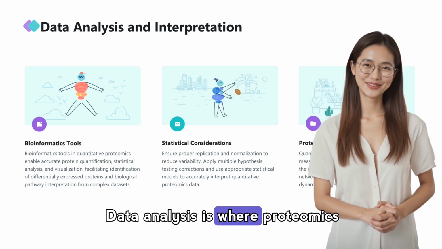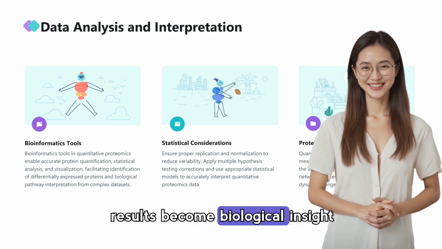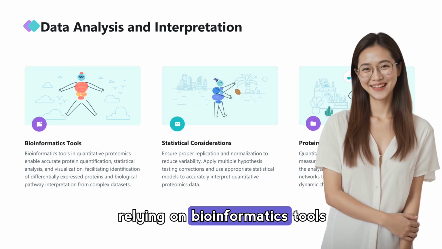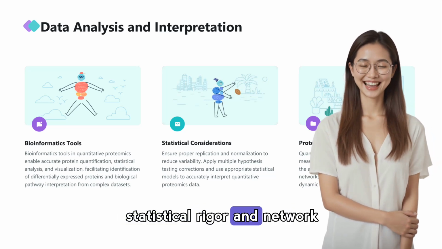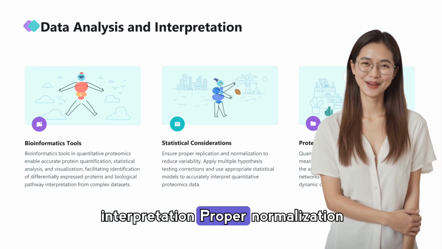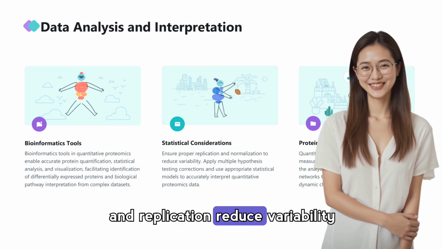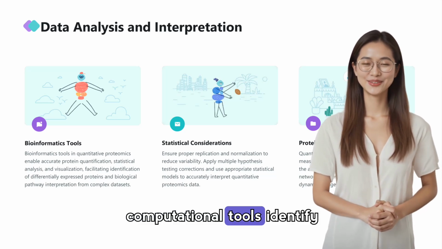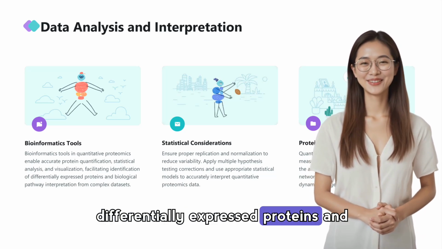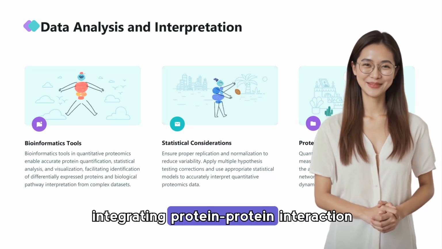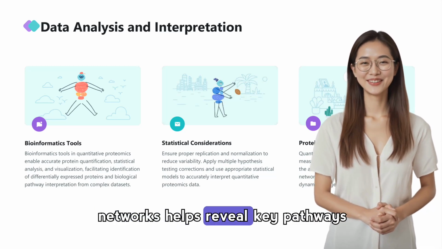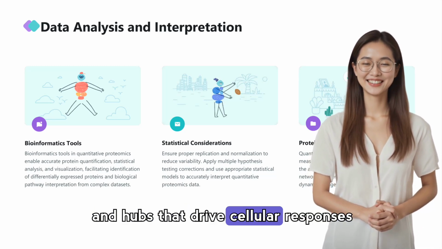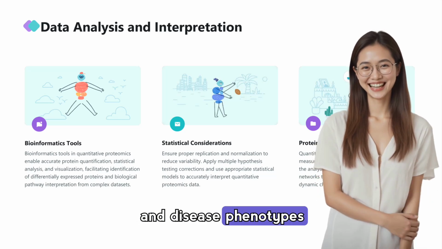Data analysis is where proteomics results become biological insight, relying on bioinformatics tools, statistical rigor, and network interpretation. Proper normalization and replication reduce variability, computational tools identify differentially expressed proteins, and integrating protein-protein interaction networks helps reveal key pathways and hubs that drive cellular responses and disease phenotypes.